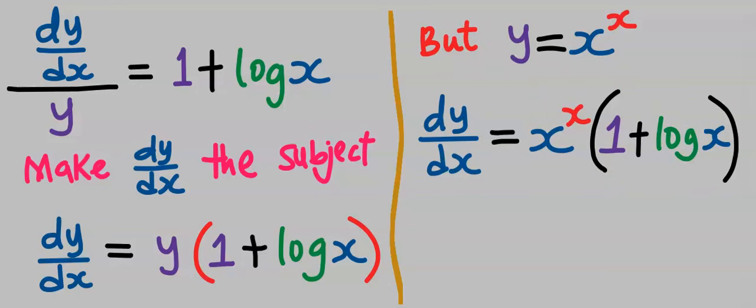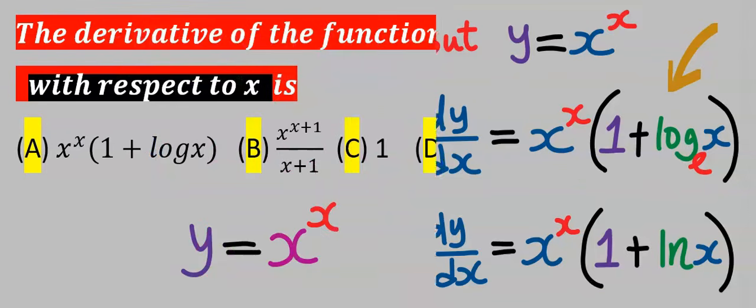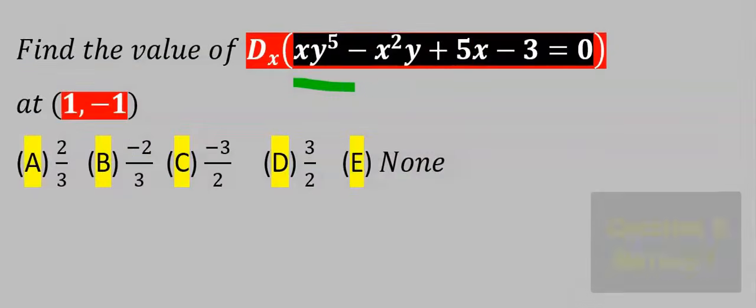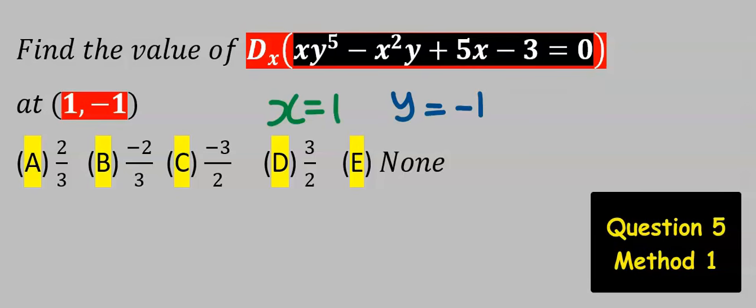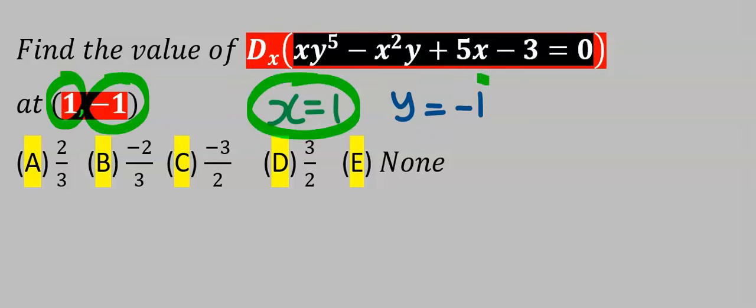And you won't be wrong if you include the exponential base. Also, this and this are the same. And this is our result. From the options, our answer is A. Next, let's find the derivative of this function. When you have obtained the answer, you're going to substitute for x is equal to 1 and y is equal to minus 1.